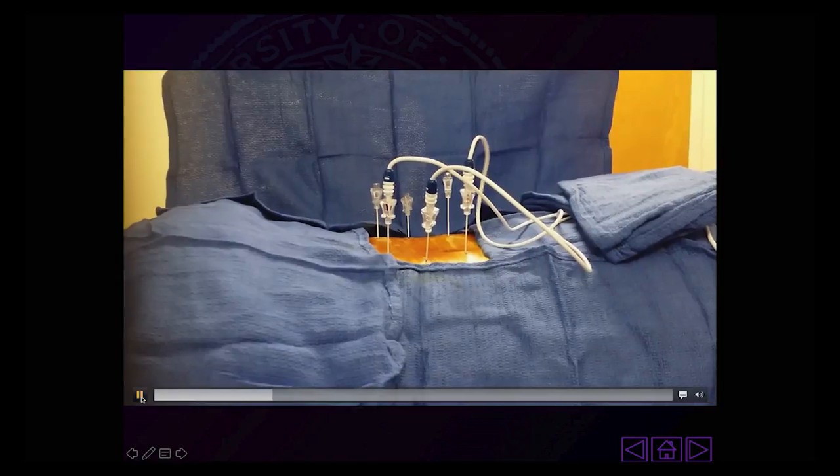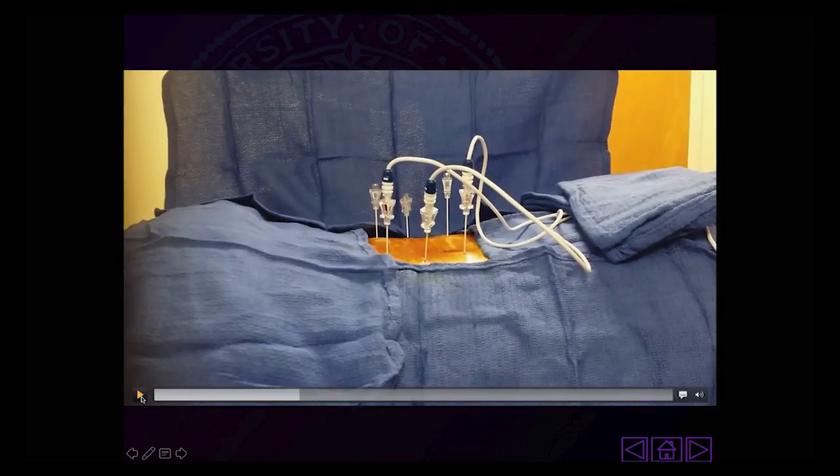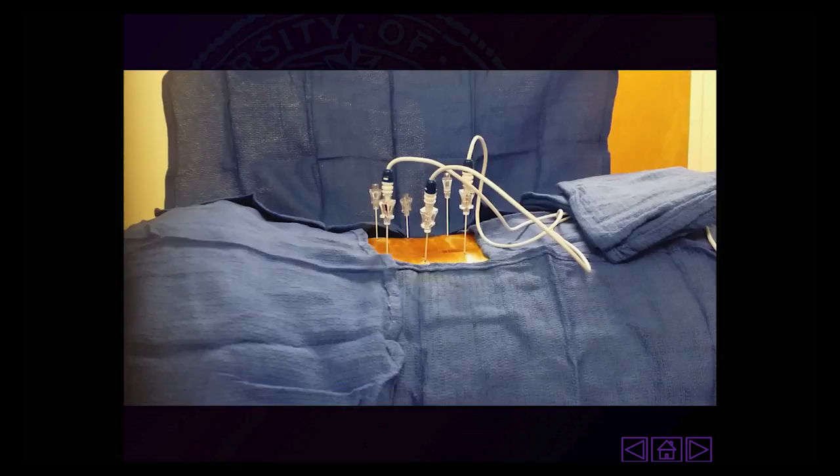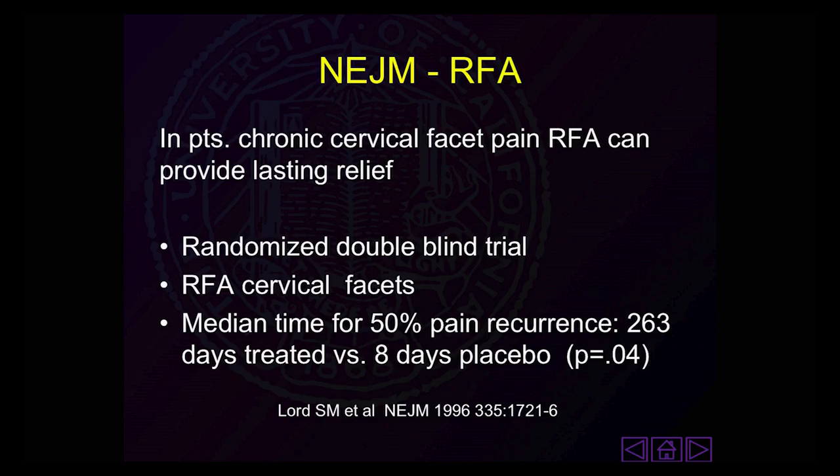This is a little video that might show you how we test to make sure that we're doing the right nerves, and you can see the contractions of the nerves with the muscles in the back. And as long as we don't see any of that down the leg, we know we're in a good position to heat it up to that 170 degrees Fahrenheit. And again, studies confirm the benefit of this type of procedure, showing that the median time for those patients who actually had the ablation was 263 days compared to 8 days for those patients who did not have the actual ablation.